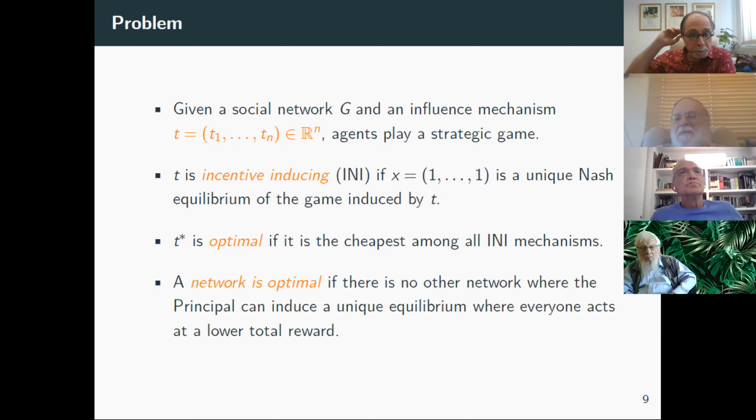Any questions? Because it has a summation of Ti, yes? Yes. Cheapest in terms of the sum, not domination. In terms of the sum.